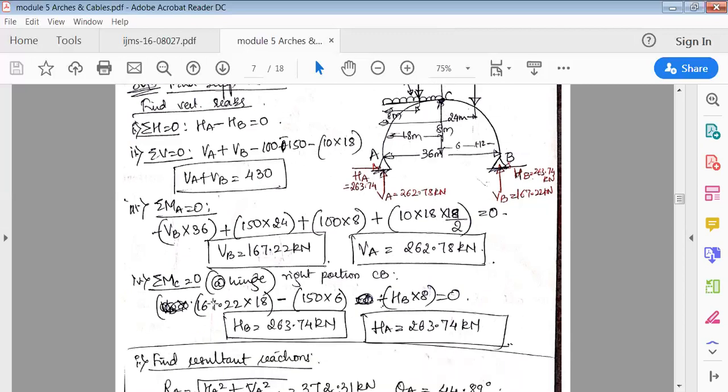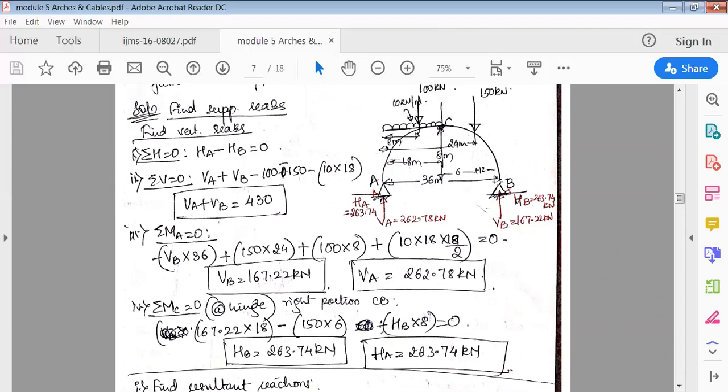Okay. So now moment about C. So I'll see to the right side now. So to the right side, VB. So it is VB into its perpendicular distance. We have already found out VB, so we just put the value here. VB into perpendicular distance, then 150. Again, the sign conventions. Now because it is to the right side of C, right side anti-clockwise is positive, clockwise is negative.